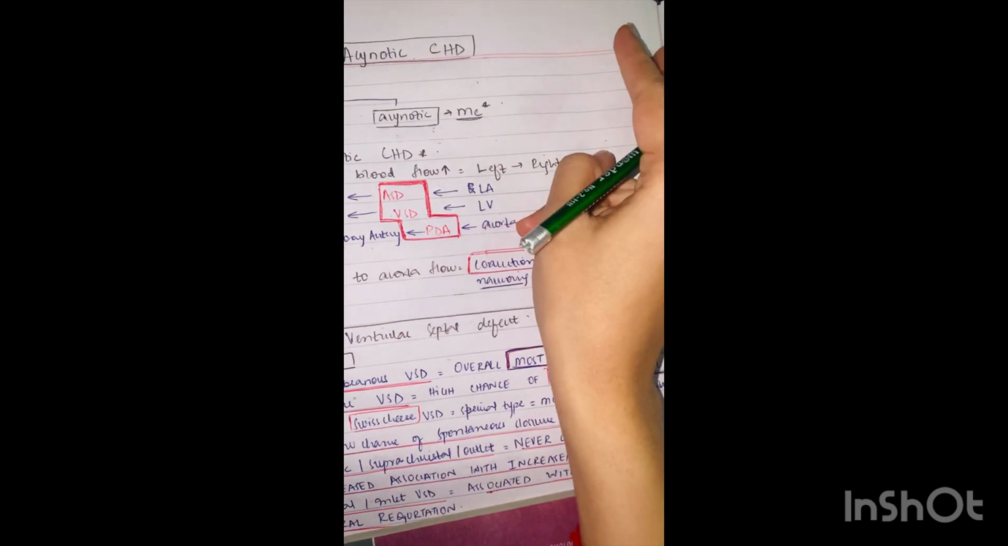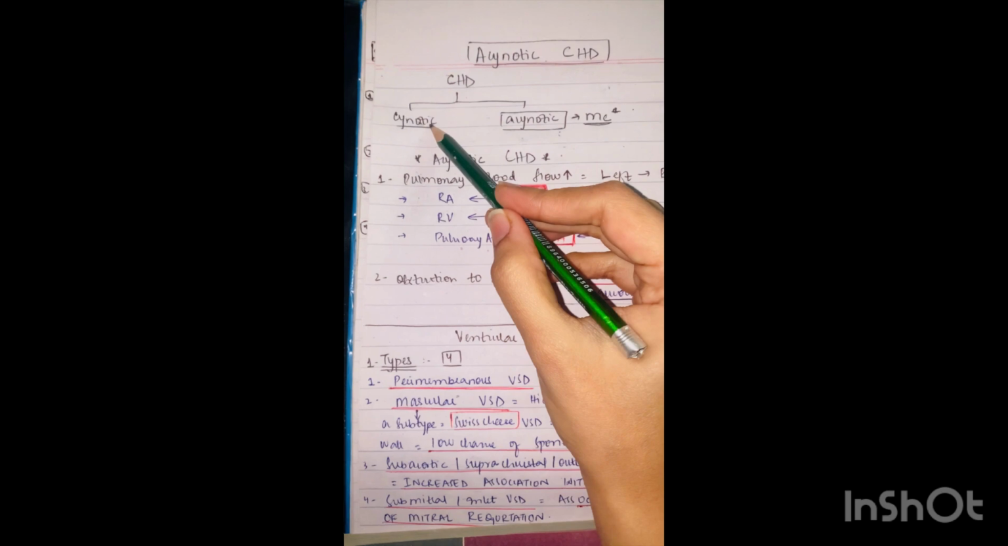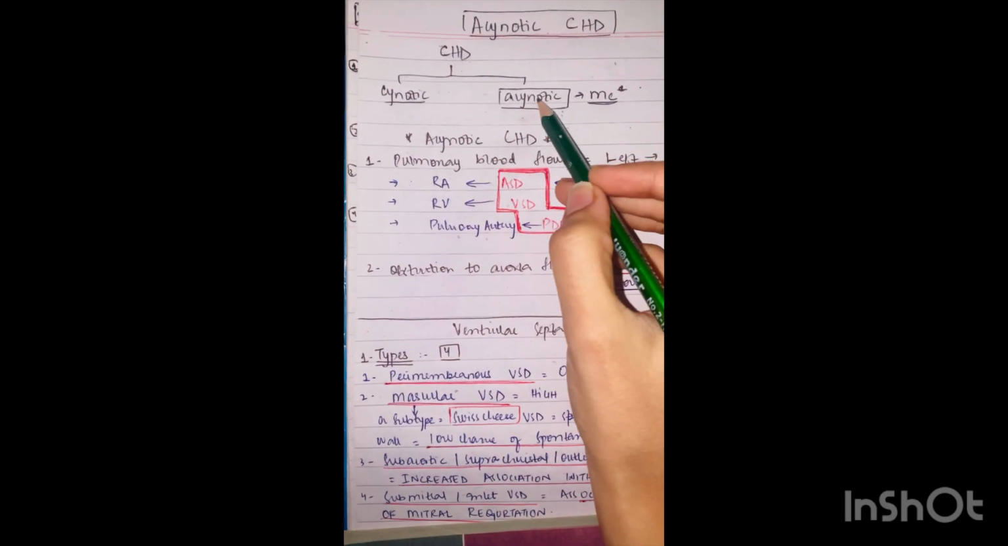So basically in children we have two types of disorders. One is cyanotic disorders, congenital heart diseases में, and the other is acyanotic.